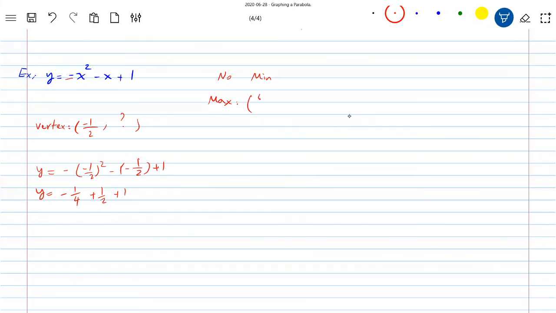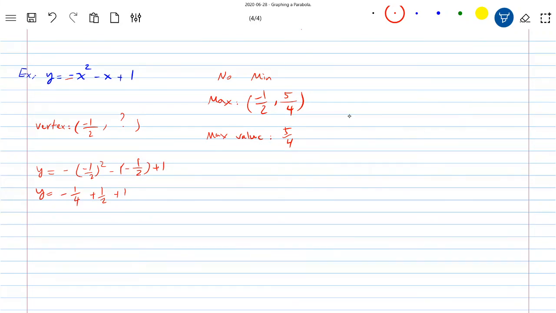So x is negative 1/2, y is, sorry, I said 5/4. Yeah, right. 1 and 1/2 minus 1/4 is 1 and 1/4, which is the same as 5/4. If they want the max value, say 5/4.